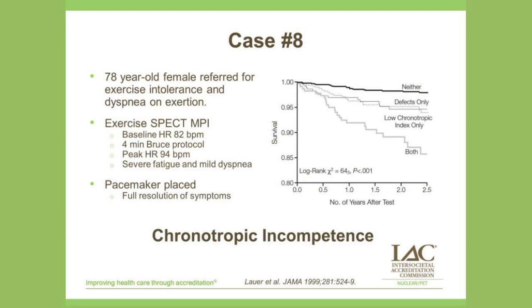And so not only can chronotropic incompetence explain symptoms, but if you look at the graph on the right, you can see that a low chronotropic index has prognostic significance for survival, with patients with low chronotropic index having a similar survival to those who had perfusion defects on thallium stress testing in about 3,000 patients. And if you had both defects and chronotropic incompetence, then you did very poorly.